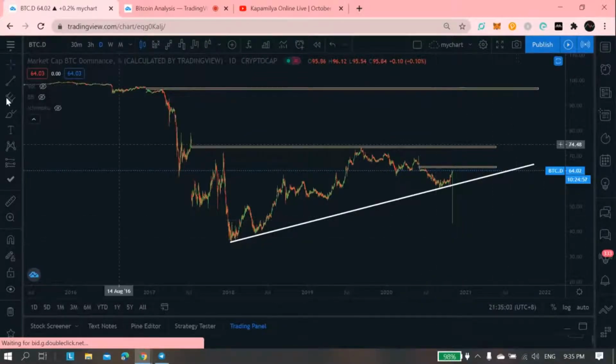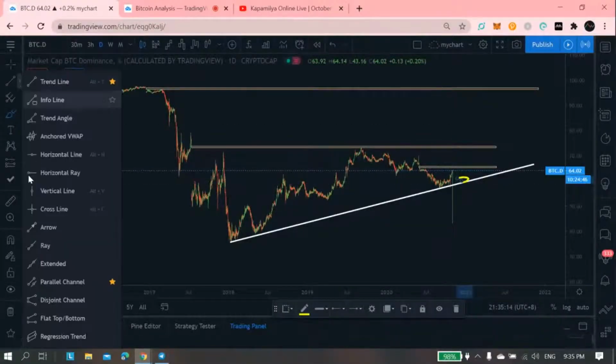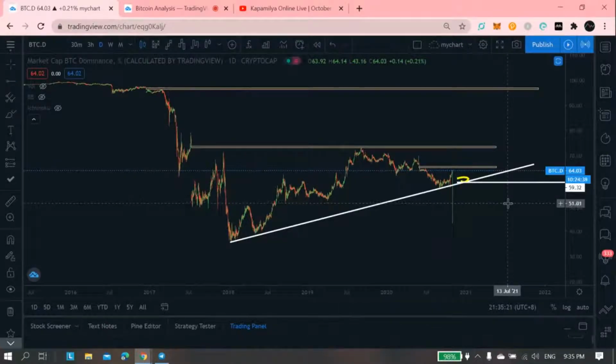So the support I'm looking at is of course this uptrend support area of around the 60 area. Let's see if more and more institutions will adopt Bitcoin. I think this can easily be filled this year. This 66 area, I think it will be filled.